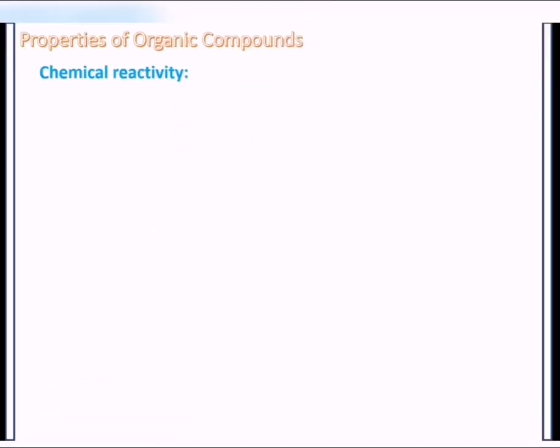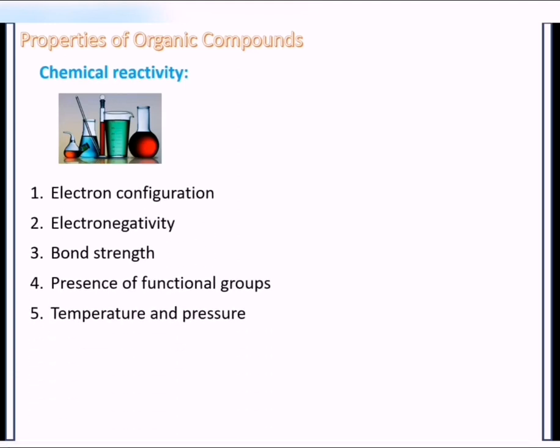The fourth one is chemical reactivity. Chemical reactivity refers to the ability of a substance or a chemical species to undergo chemical reactions with other substances. Several factors influence the chemical reactivity of a substance, including the electron configuration, electronegativity, bond strength, presence of functional groups, temperature, and pressure. The next one we're going to look at is the biological activity of carbon.